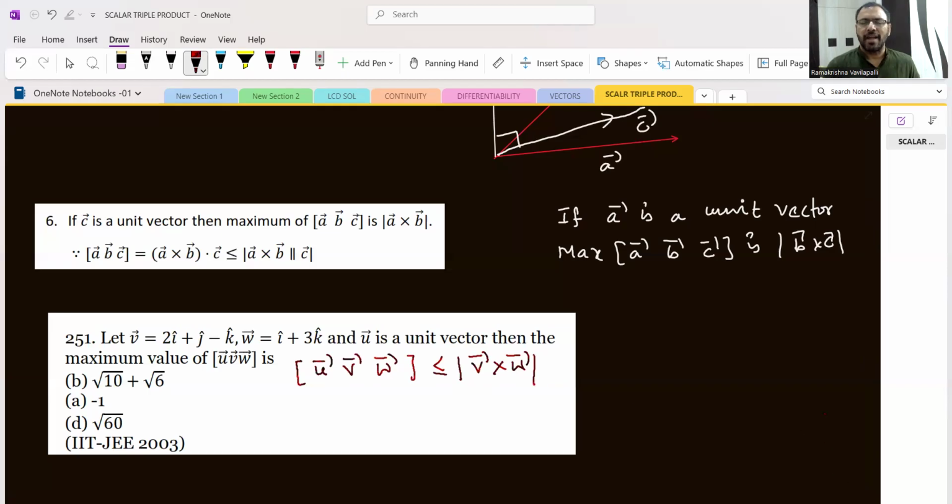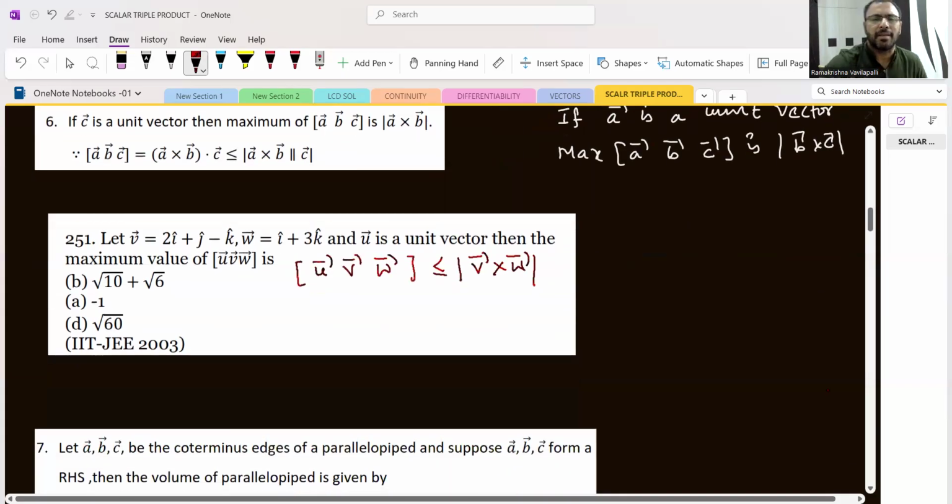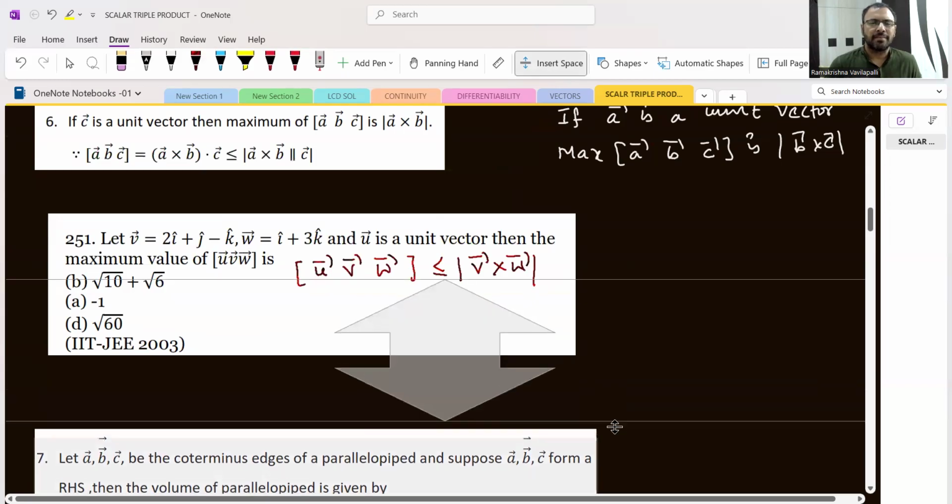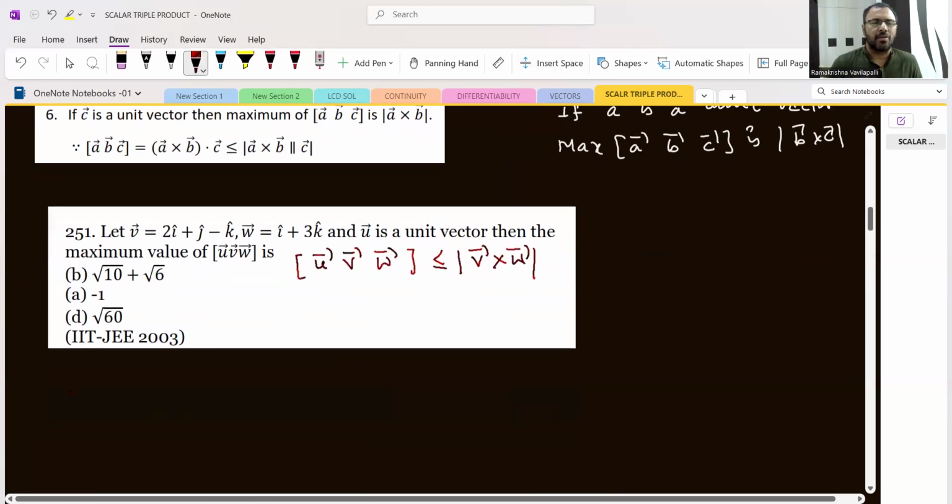So we have to find out what is V bar cross W bar. Well, we can find out V bar cross W bar very easily. It's a matter of only a determinant. All right.